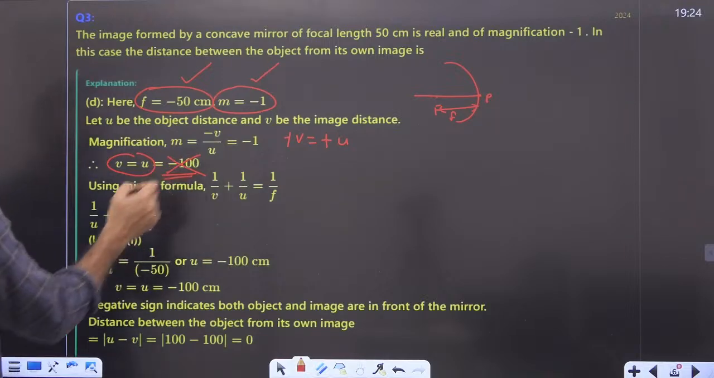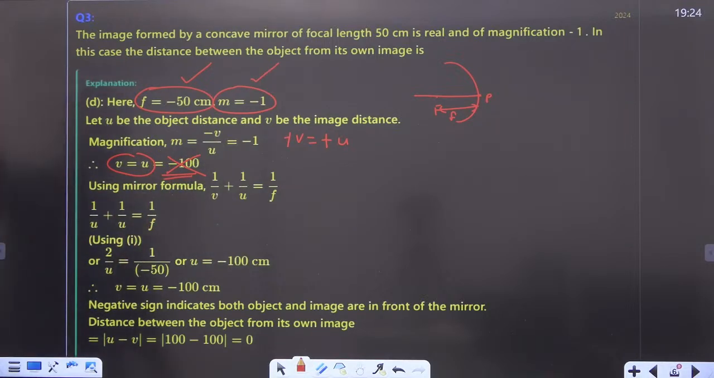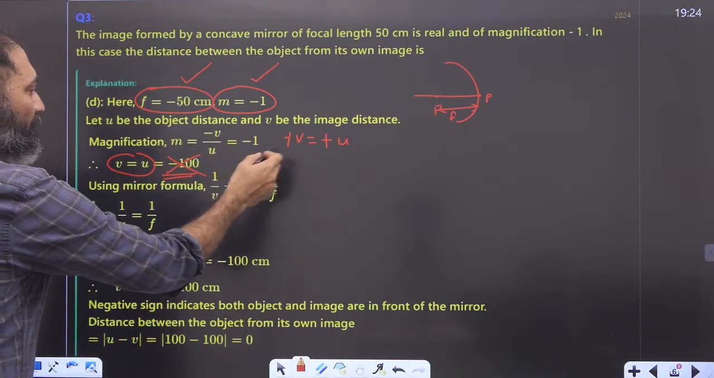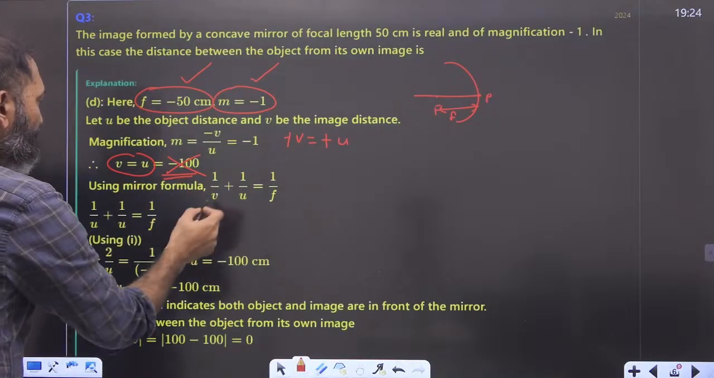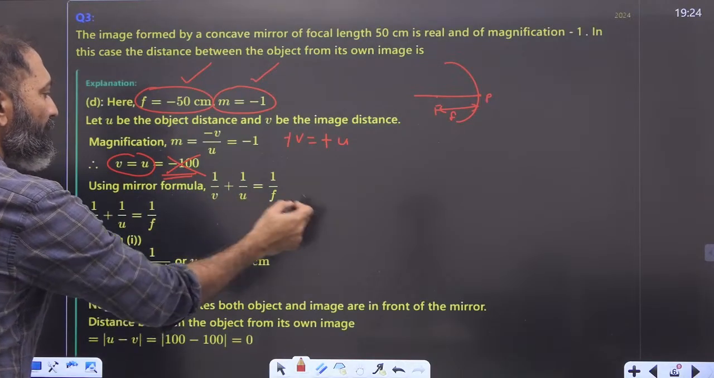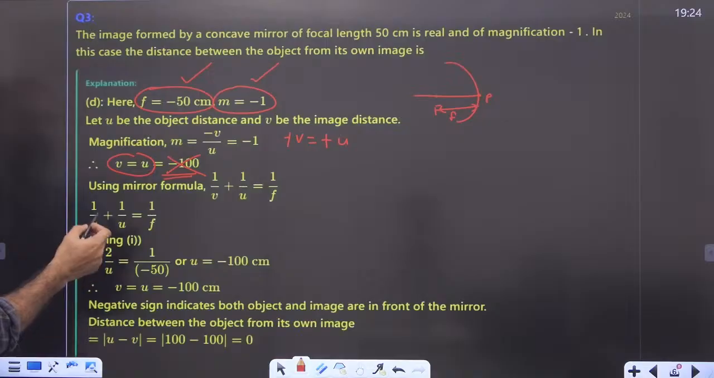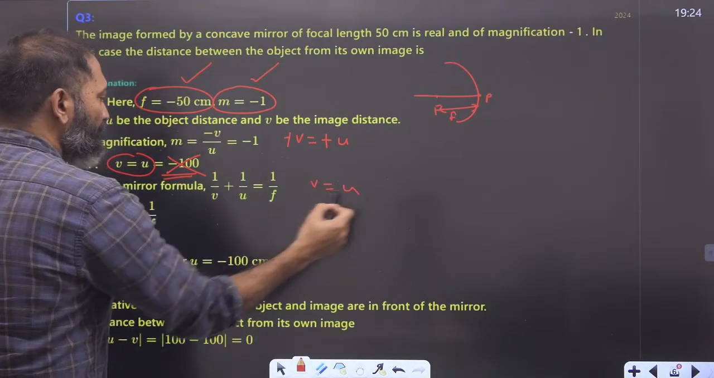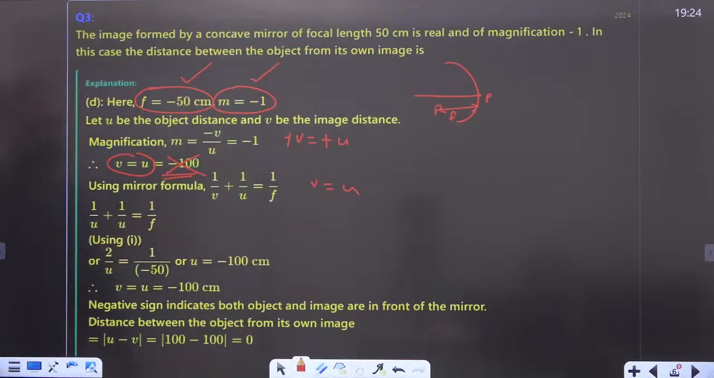Any doubt? Here magnification is minus v by u equal to -1. So v equal to u. So we are applying the mirror equation 1 by v plus 1 by u equal to 1 by f. So 1 by u plus 1 by u is equal to 1 by f. So 2 by u equal to 1 by f. So you got v equal to u equal to what? -100.